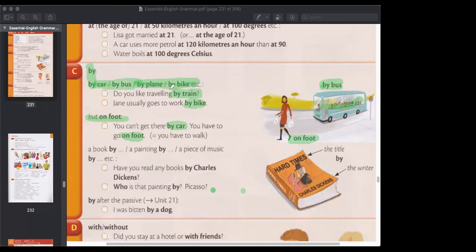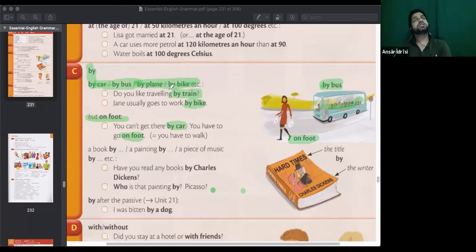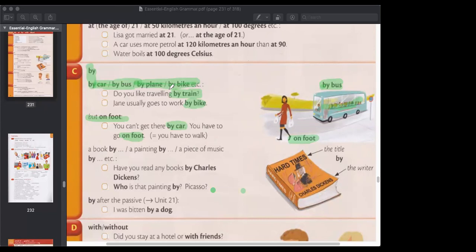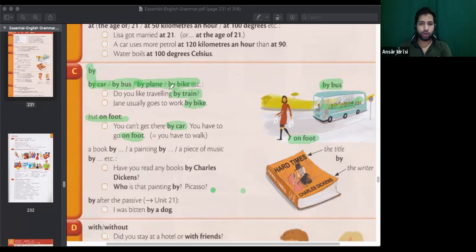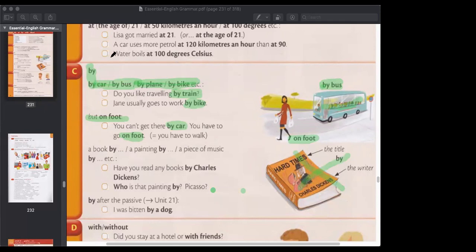She will come to college by bus. I will come by airplane. This book is written by Shakespeare. I do it side by side. No, I don't want this by now. I don't want the written by one right now. I want only this one.